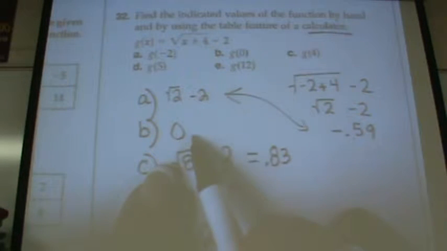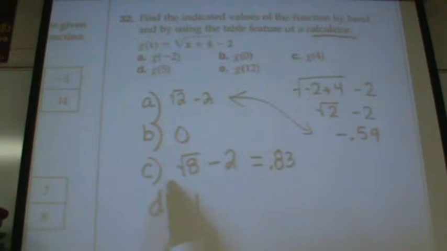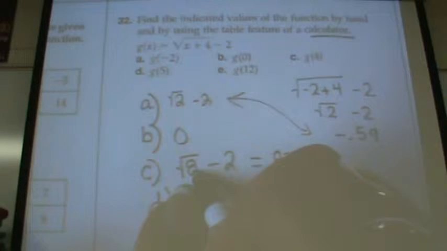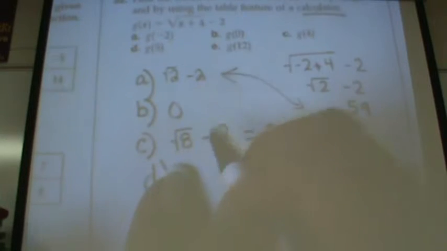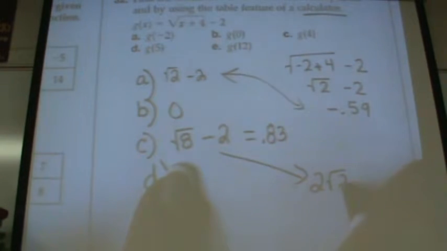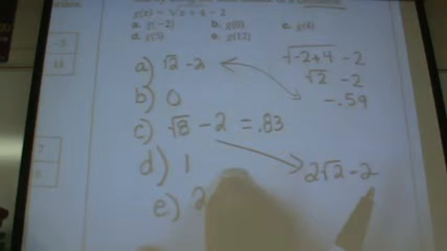For letter B, you should have gotten 0. C is another irrational number. You should have gotten about 0.83 or root 8 minus 2. Or you could have written root 2 root 2 minus 2. Here's another answer for this one: 2 root 2 minus 2. That's another one. For letter D, it's 1, and for letter E, it's 2.